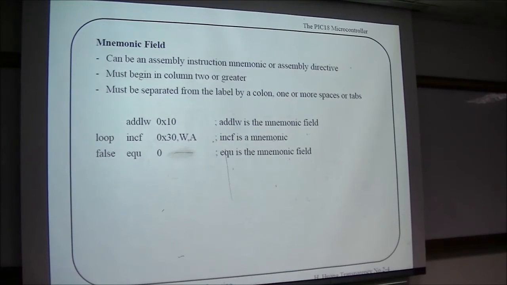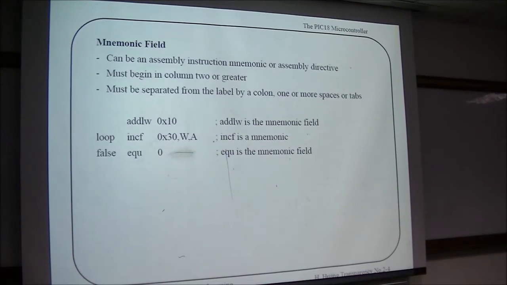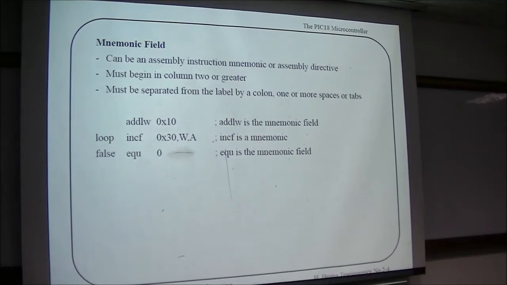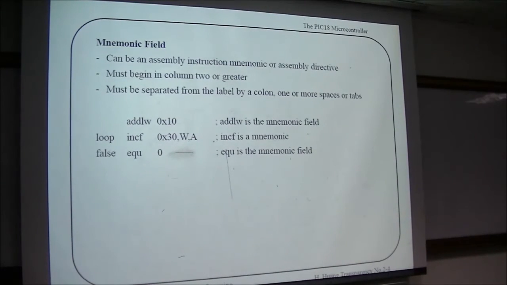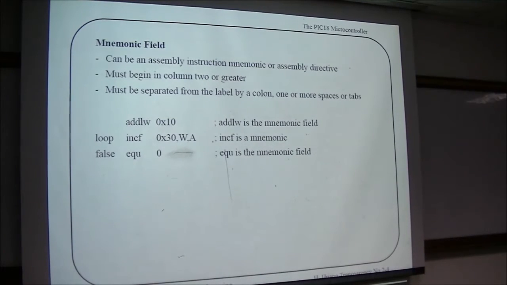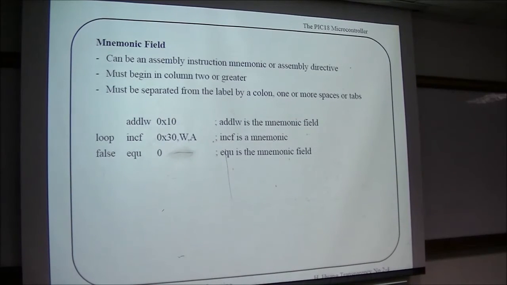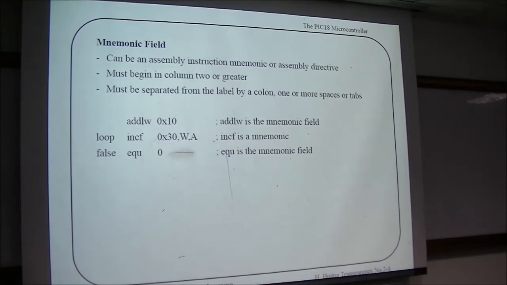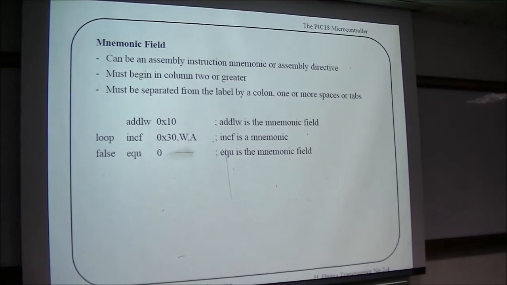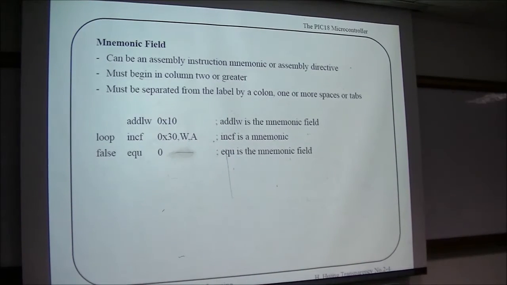So the mnemonic field, which is actually the second column, can be an assembly language instruction mnemonic. As I mentioned earlier, it can be an assembly language mnemonic, for example, move LB, move FF. Those are assembly language mnemonics. Or it can be an assembly directive. For example, in the second column we have seen assembly directives like ORG, origin, and also END. So in the second column, we can either have the assembly instructions or we can have the assembly directive.